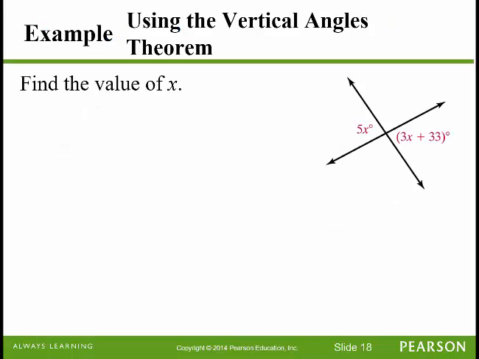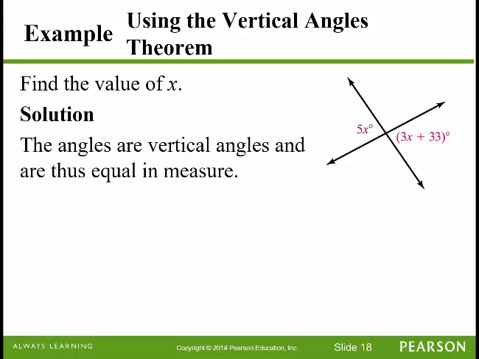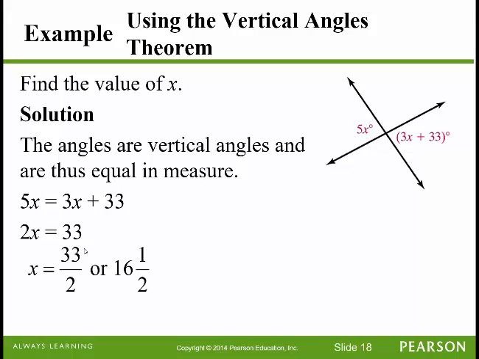So let's find the value of x here. Let's use some of these theorems. This is using the vertical angle theorem. The angles are vertical angles and thus they're equal in measure. So you would just set them equal to each other, subtract the 3x over, divide, and that would be the measure of each angle right there.